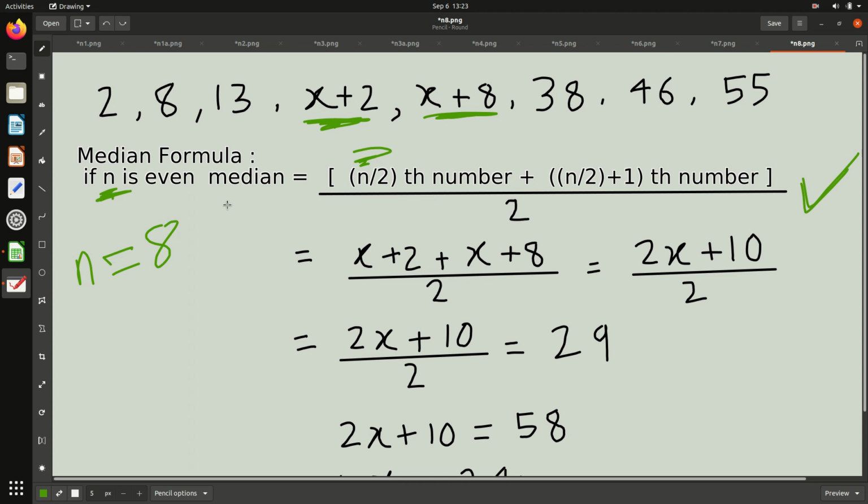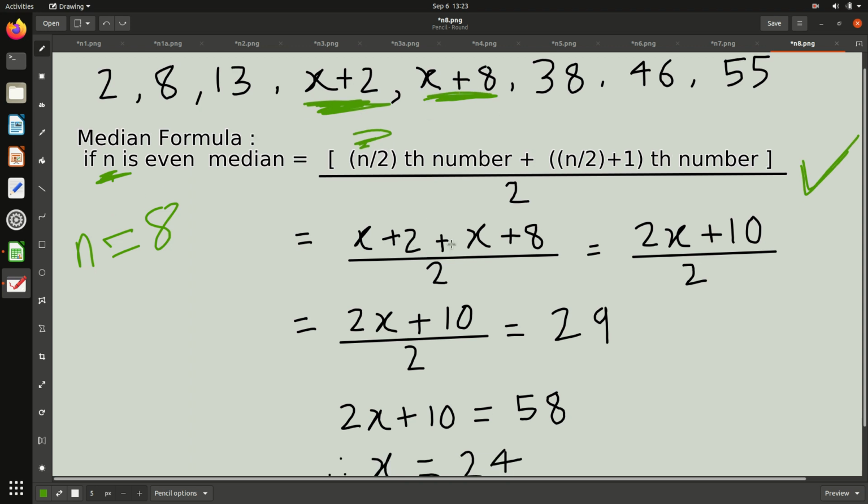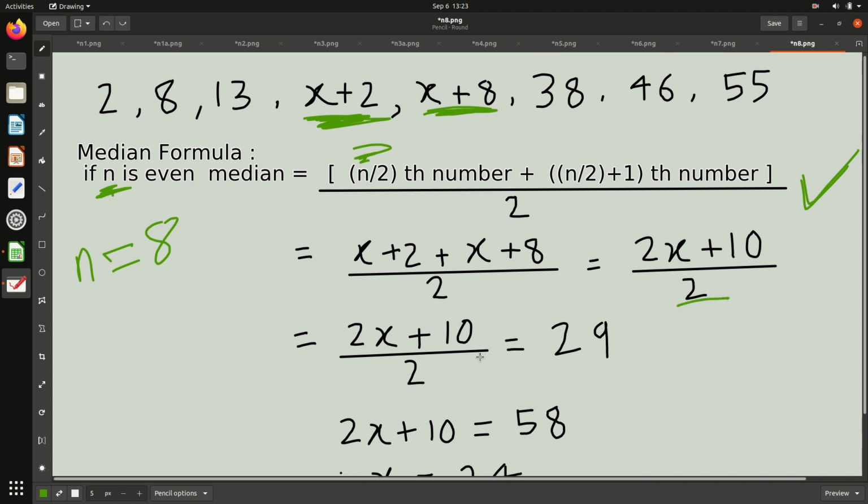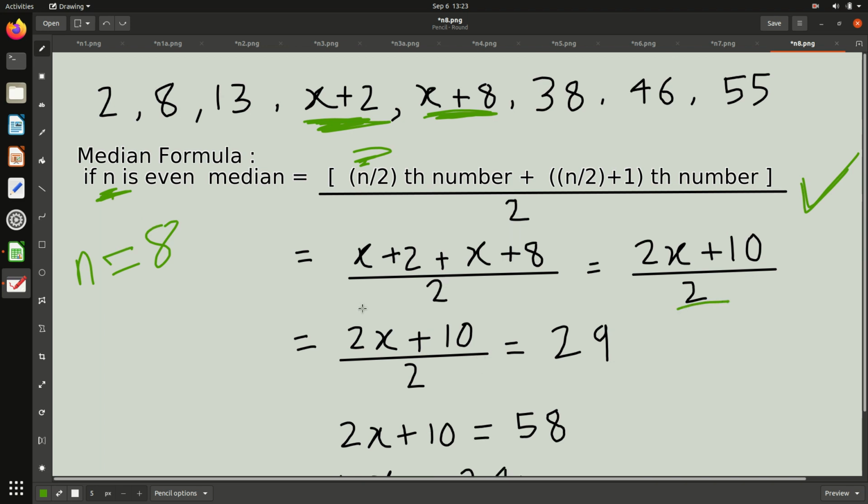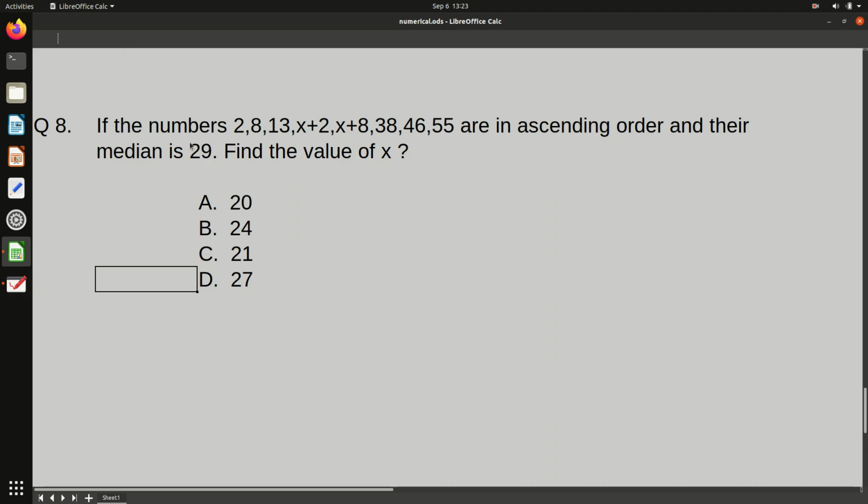So for our question, n is even. The n by 2th term we have calculated, which is the 4th term, which is x plus 2. Then n by 2 plus 1: n by 2 is 8 by 2, 4, plus 1, the 5th term is this. Add both of these. So (x plus 2 plus x plus 8) by 2, which is this, and this is the median. Now this median is equal to 29.